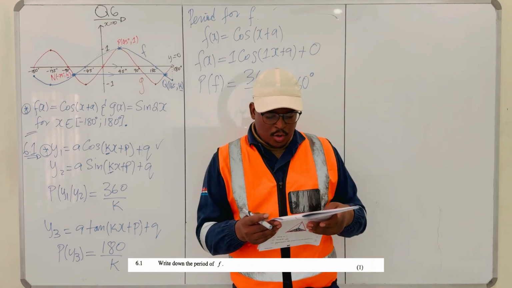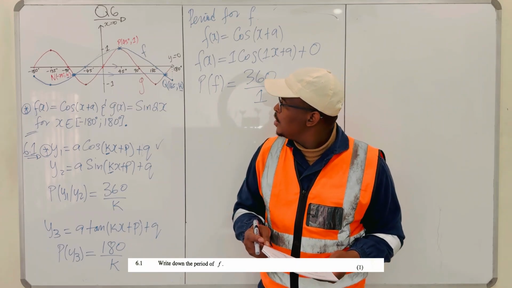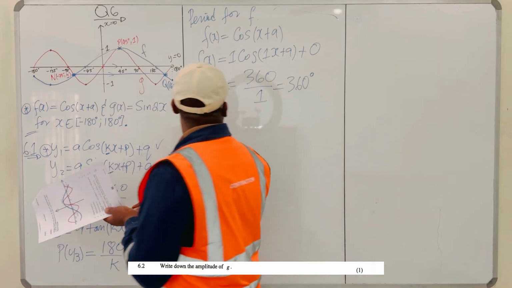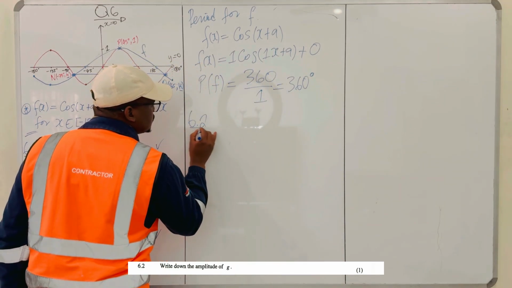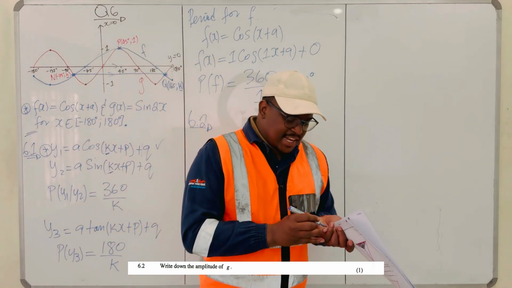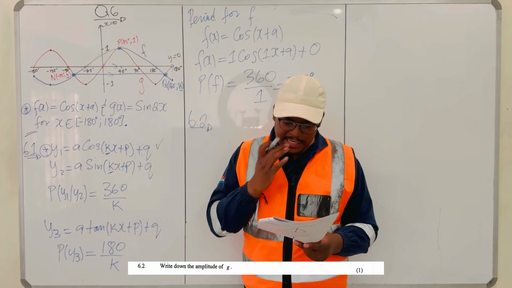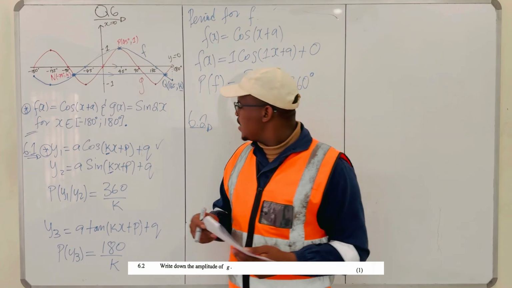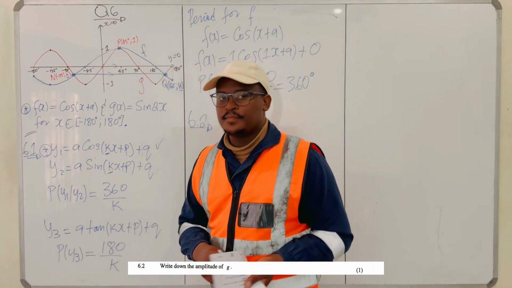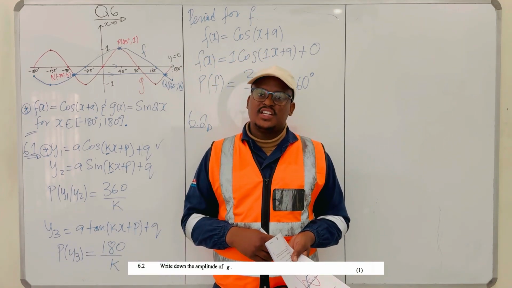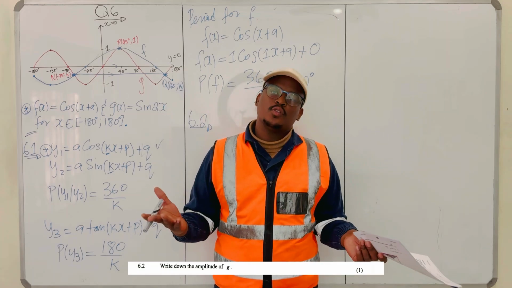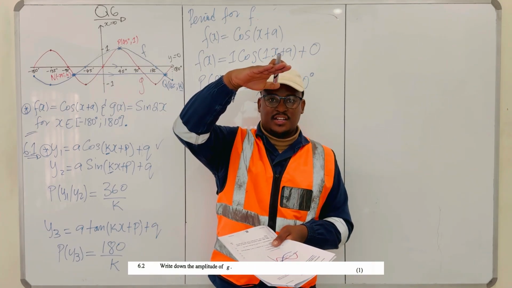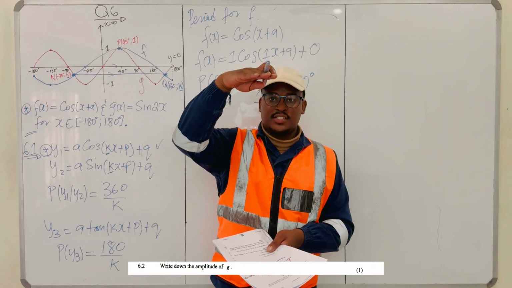Right? No problem. Then we move to the next question, which is 6.2. What are they saying? They are saying write down the amplitude of G. They want us to find the amplitude of G. What is the amplitude of a function? The amplitude of the function is the height of the function. How high is this function of yours?